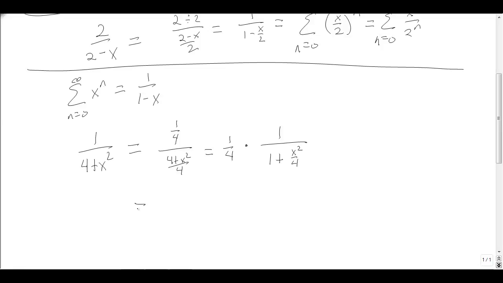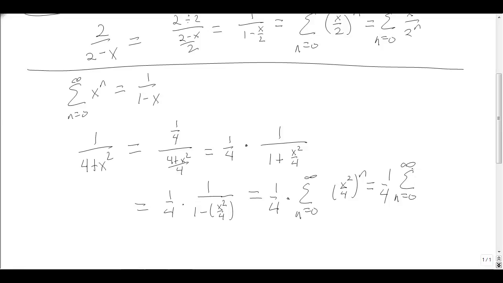Okay. And then what we'll get is 1/4 times 1 over, and this will be 1 minus negative x squared over 4. And so now we can use our formula where we do 1 over 1 minus negative x squared over 4. Let's do 1/4 times this, which is going to be sum n equals 0 to infinity, and it's just negative x squared over 4 to the n. And then I could split up this and write it as summation n equals 0 to infinity negative 1 to the n, x to the 2n over 4 to the n.